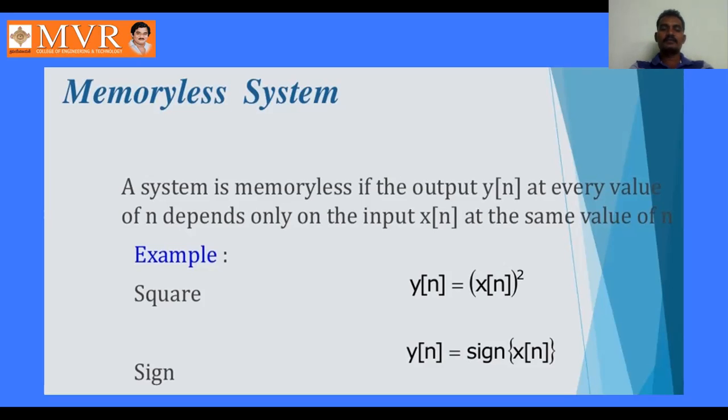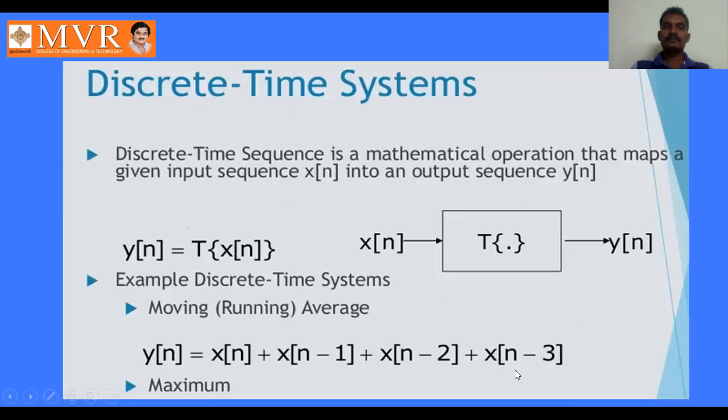Okay, sine function, where it takes the sine of the input signal. So y[n] is represented as sine of x[n]. Next, coming to the discrete time systems. We already discussed the continuous time signals and discrete time signals.